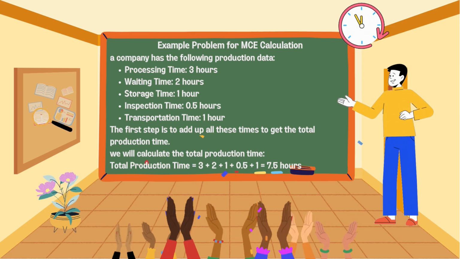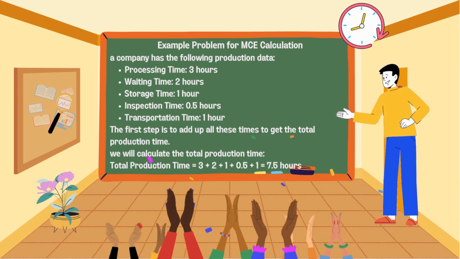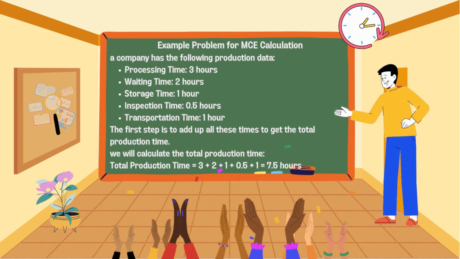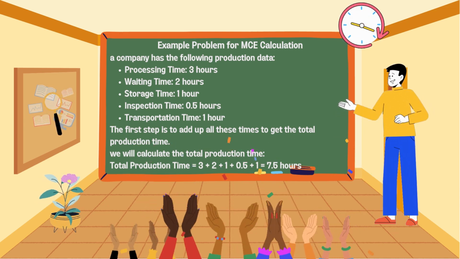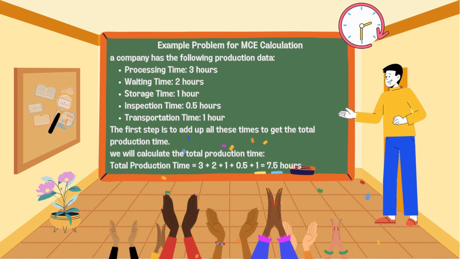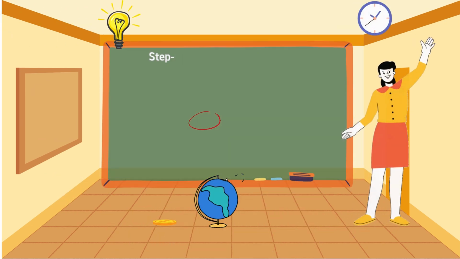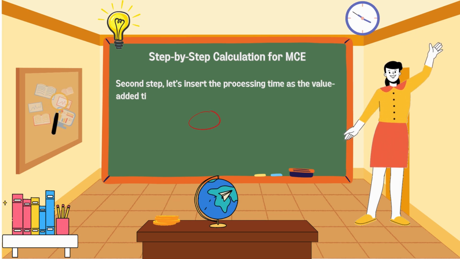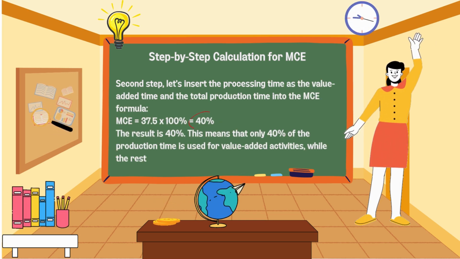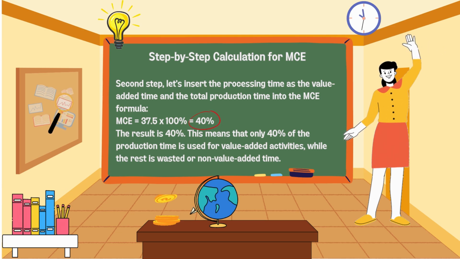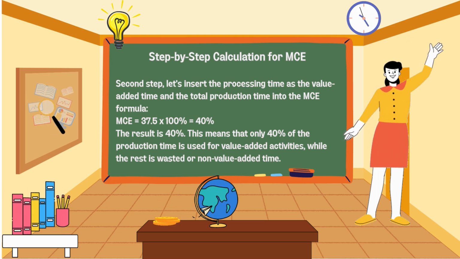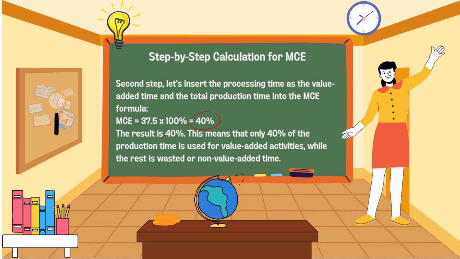We will calculate the total production time. Total production time equals 3 plus 2 plus 1 plus 0.5 plus 1, which is equal to 7.5 hours. The next step is to calculate the MCE by putting these values into the formula. Step-by-step calculation for MCE. Second step, let's insert the processing time as the value-added time and the total production time into the MCE formula. MCE equals 3 divided by 7.5 multiplied by 100% equals 40%.